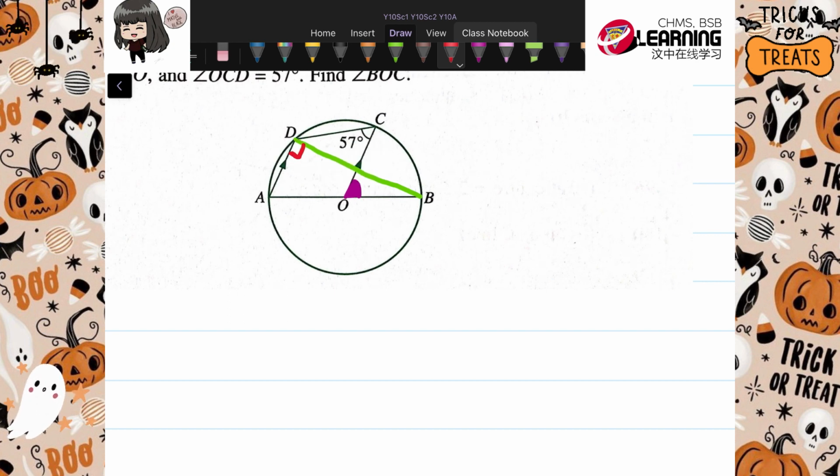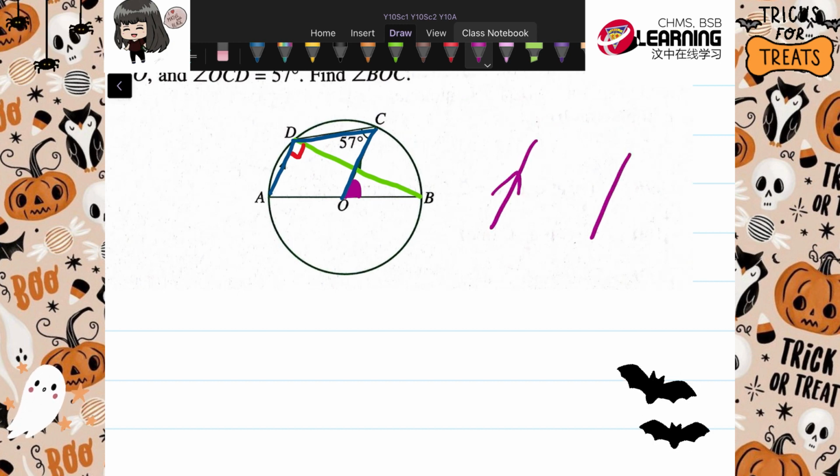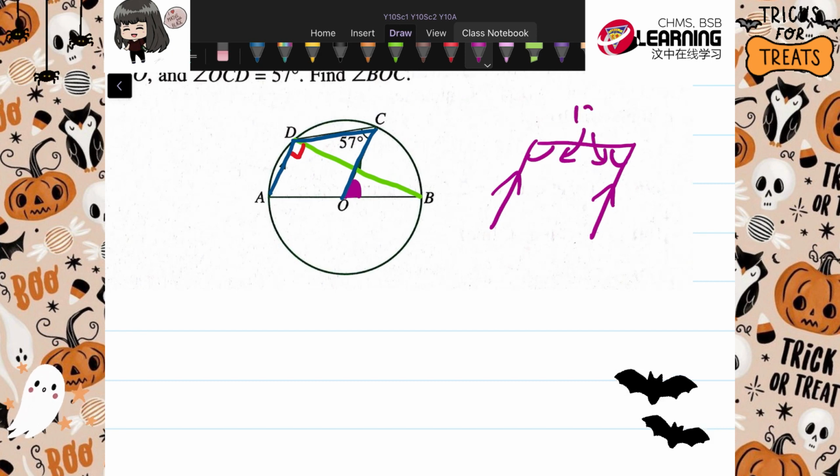So this is 90 degrees, and what else can we see from here is, since this is a parallel line, this angle is an interior angle. This is called interior angle, meaning this angle plus this angle is 180. I'm going to draw it out here in case you don't know what an interior angle is. You have parallel lines, like this. This is an interior angle. This plus this is 180 degrees. We call it interior angle.